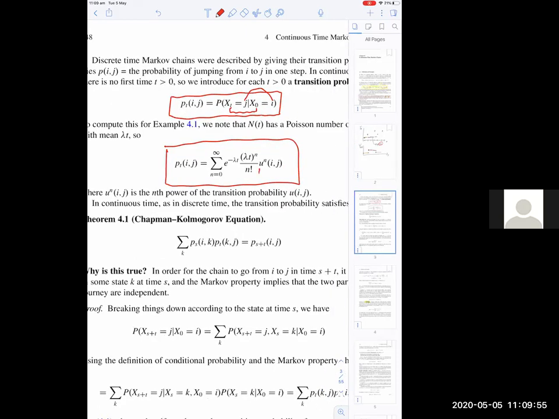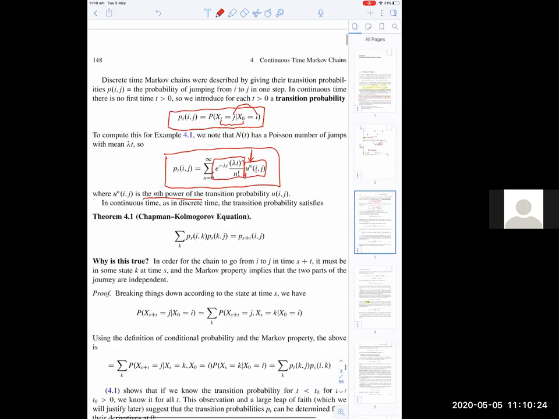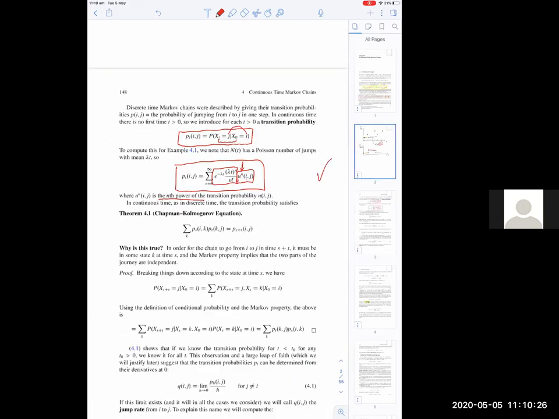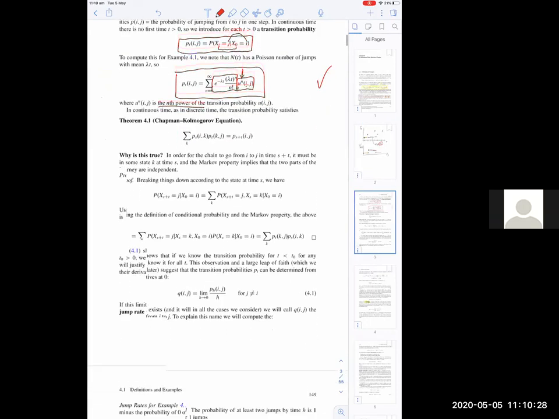You're going to take U_ij, but it's not to the nth power. This is the n-step transition probability, going from i to j after n steps. And then you apply the law of total probability with a Poisson random variable. So study this yourself and see that it makes sense.